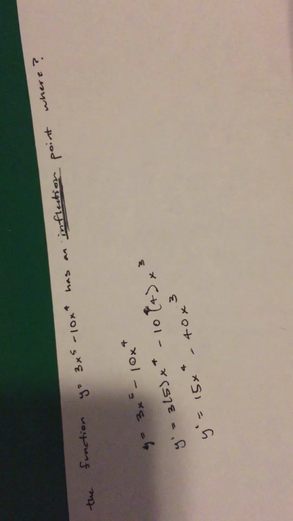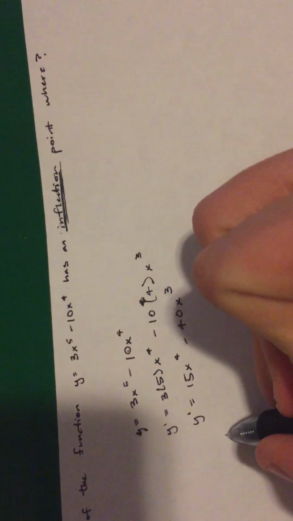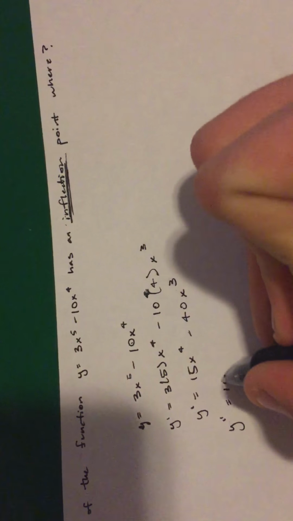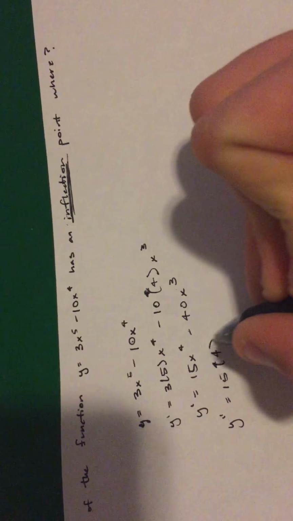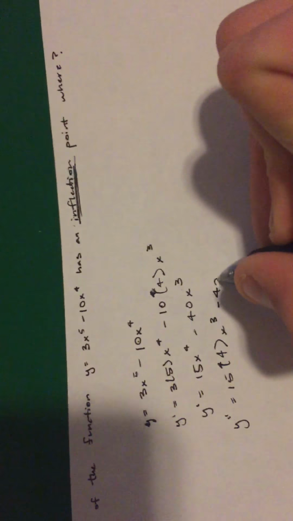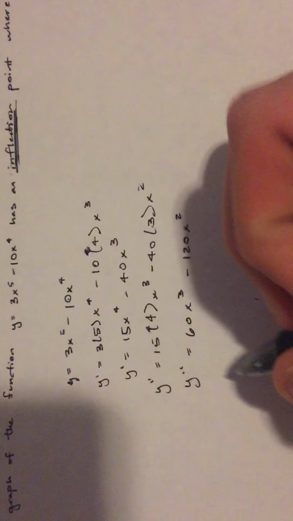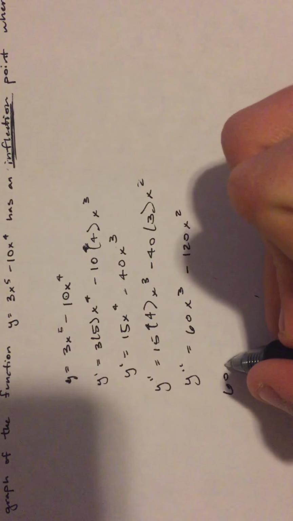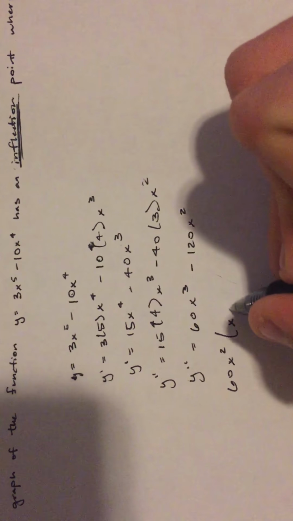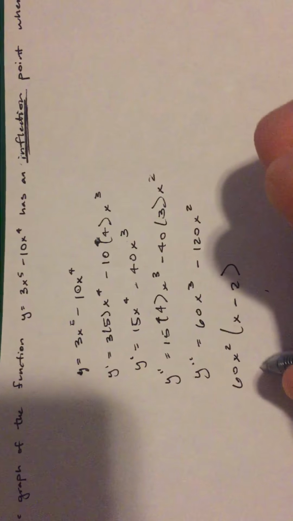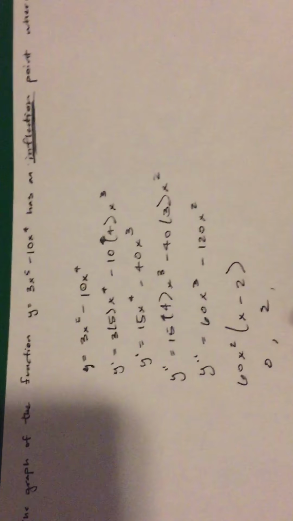Now from there we can take the second derivative, so y double prime equals 15 times 4x cubed minus 40 times 3x squared. Y double prime equals 60x cubed minus 120x squared. So we need to find our critical points for this function. We can factor out a 60x squared, and we're left with x minus 2. So we know the critical points that we'll be dealing with: 0 and 2.